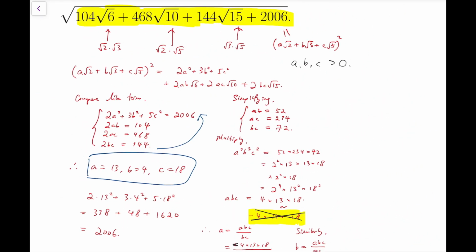And so we've guessed it right, and our answer will be 13 square root of 2 plus 4 square root of 3 plus 18 square root of 5. And this is our final answer.